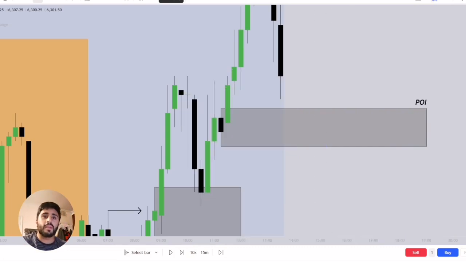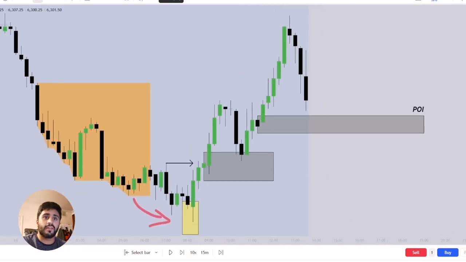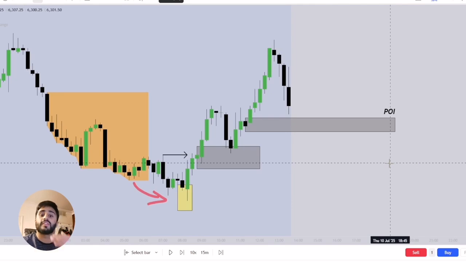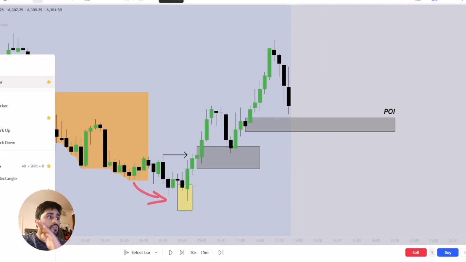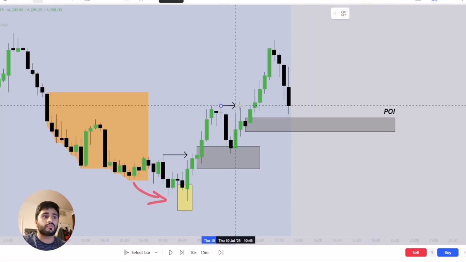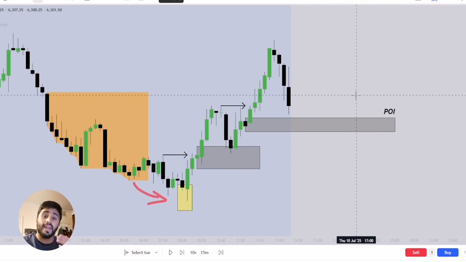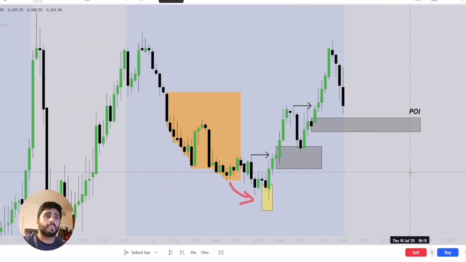A POI is made up of a couple of things, right? We want to see a fair value gap and we want to see a market structure shift in our intended direction. That's all I'm looking for. So I do use ICT concepts, but I don't rely on ICT concepts for my entries. And this is what we're going to go over right now. Okay, so this is our POI.